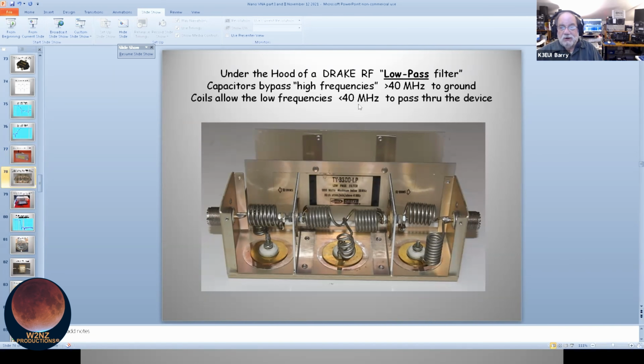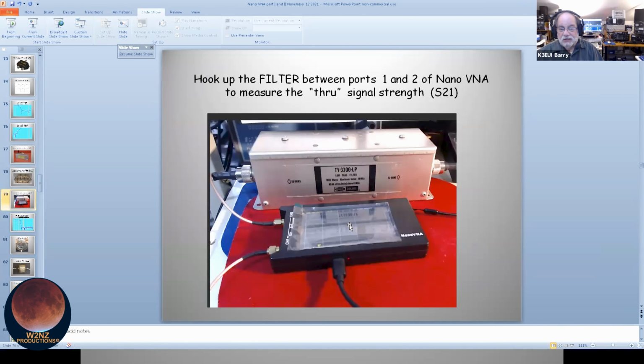Low frequencies below 40 megahertz get through fine. 80, 40, 20, 10 meters. But the TV channels above 50 megahertz to ground, to ground, to ground. So it wipes out any harmonic energy from my Heathkit DX100. I had plenty of harmonics there. So here's the way I hooked it up.